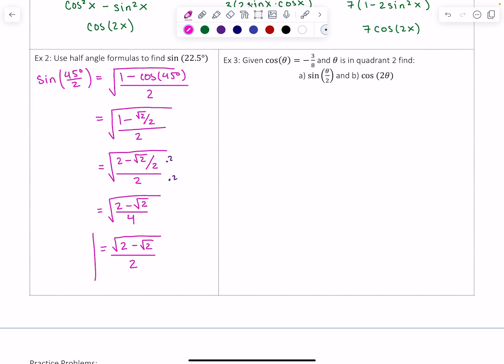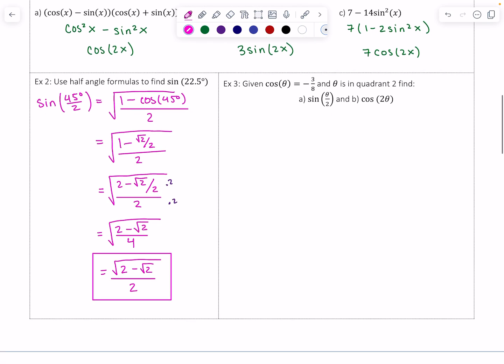And you might not be happy with it because I know that that's not a very satisfying answer in terms of something that we've been used to working with, right? But that is our final answer. There's nothing more that you can simplify. You have the square root of 2 minus square root of 2 all over 2 in that scenario.